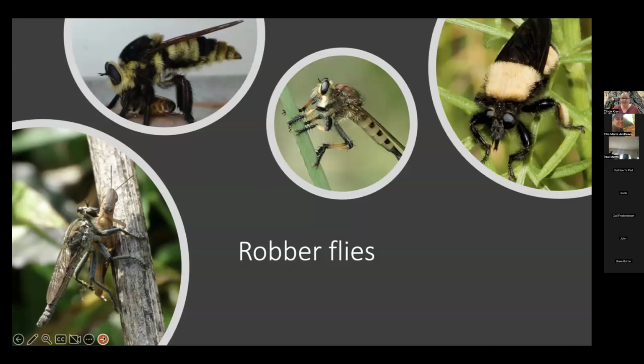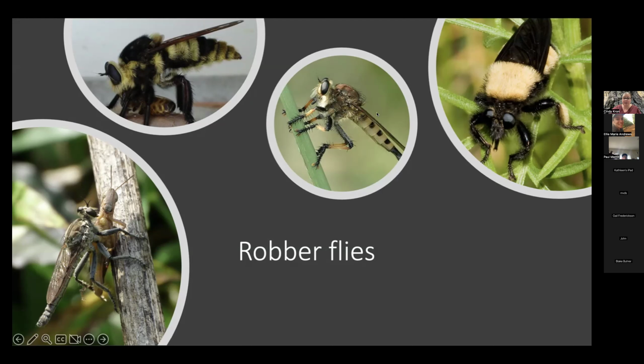Robber flies. These are super cool. So these are bee mimics. So you can see this one. This looks like a bumblebee almost. So when you see these guys flying around, they will grab insects mid-flight and they will attack them. And they will grab insects larger than themselves, which is pretty odd for insects. They tend to attack insects smaller than themselves. But robber flies are great predators.